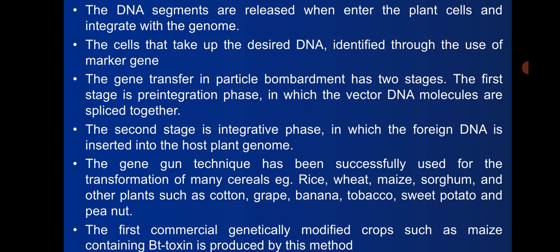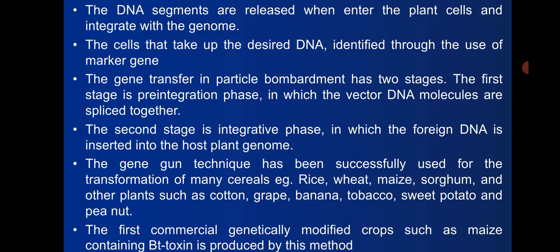The DNA segments are released after entry into the plant cells, and the gene of interest which was inserted will integrate with the genome of the plant cells. After that, it will express and produce the product. The cells that take up the desired DNA can be selected and screened through the marker gene. Usually the marker gene will be attached with the gene of interest in the microcarrier. Usually the marker gene for plant cell identification is kanamycin resistance.